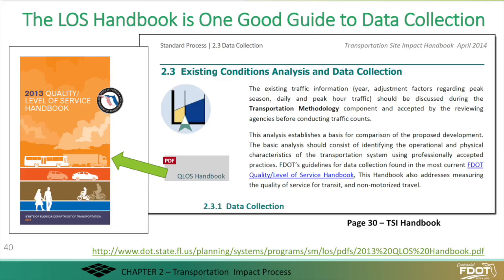One of your best references for the appropriate way to collect data is our own quality level of service handbook. DOT has developed this handbook and the accompanying software to do planning level analysis for highways, bus service, cyclists, and pedestrians. And since the handbook refers to the type of data that goes into these models that we use, the LOS plan and the generalized service tables, it can serve as a good reference for data collection.